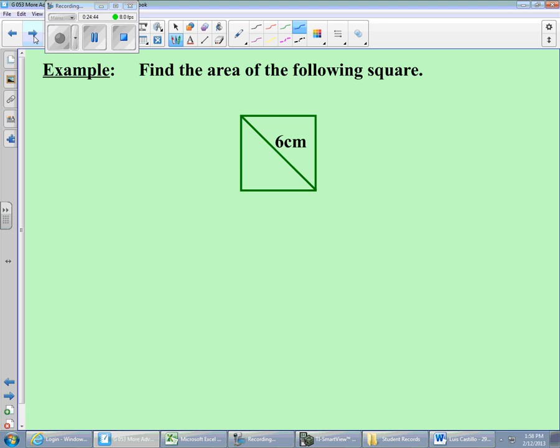Now, we absolutely need to take a look at a square. Squares are their own interesting little animals, and they work a little bit differently than some of the other problems sometimes.